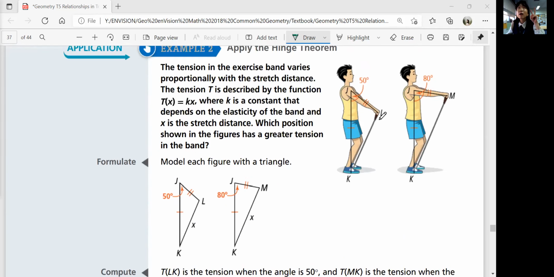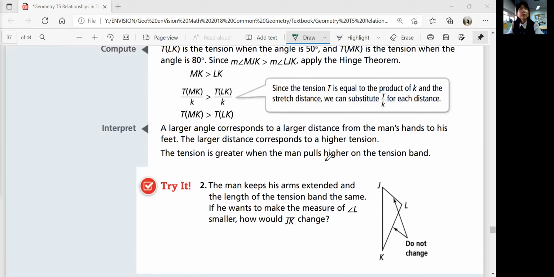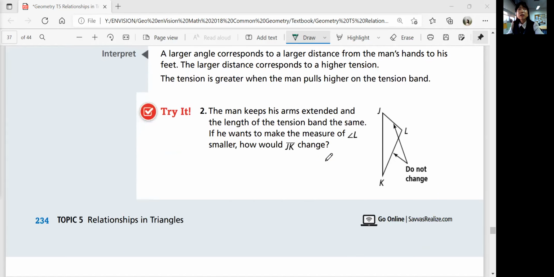So it just sounds hard because the concept of tension is not familiar to you, but you can apply the Hinge Theorem to the tension of the elasticity band like that.